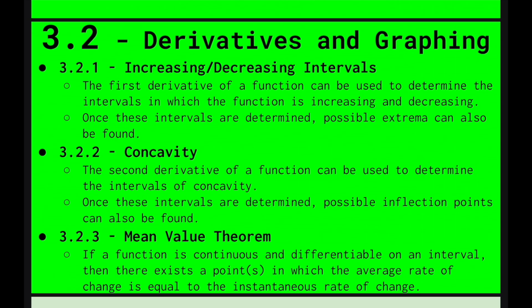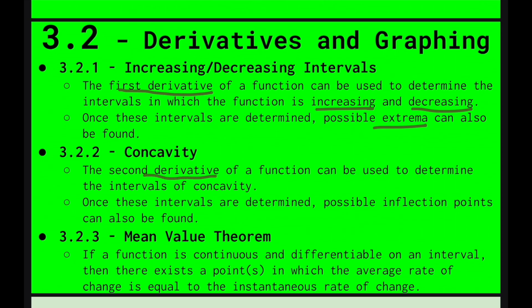In this case, it says right here, the first derivative of a function can be used to determine which intervals it's increasing or decreasing. Once these intervals are determined, possible extrema can also be found. So extrema means extreme values, so thinking stuff like mins and maxes. You can find minimum values and maximum values based on that first derivative.